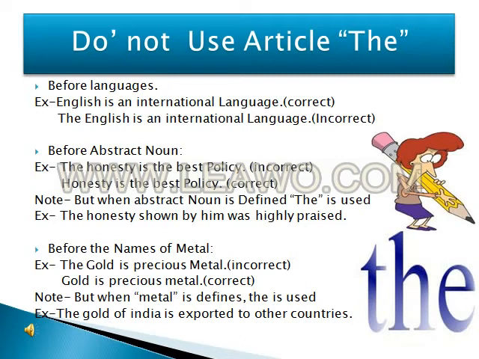Okay, now an example for the exception: the gold of India is exported to the countries. Now, we are not talking about only gold. We are talking about the gold of India. Because here gold is particularized. So when any metal is particularized, we will use article the before the metals also.